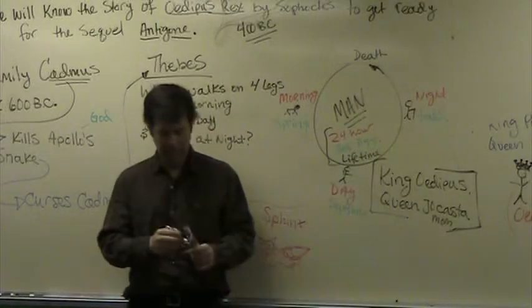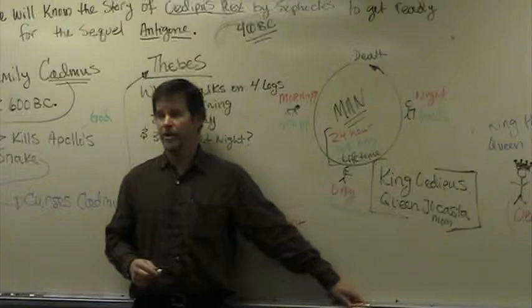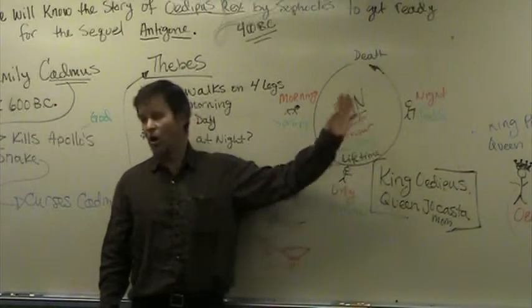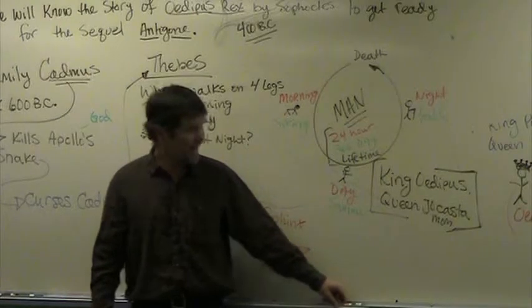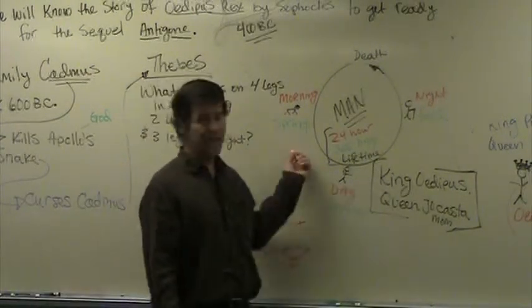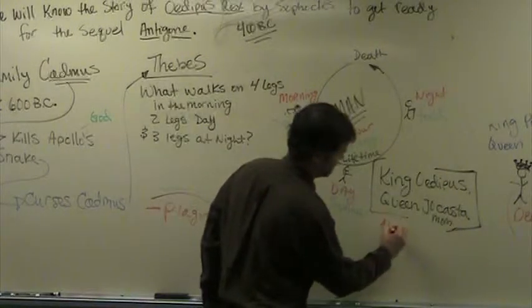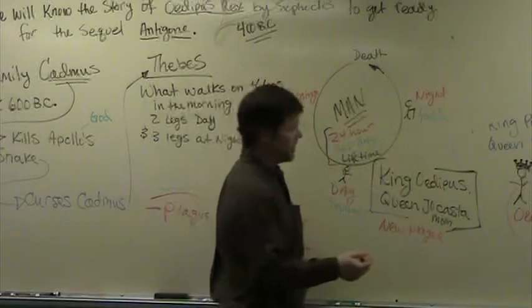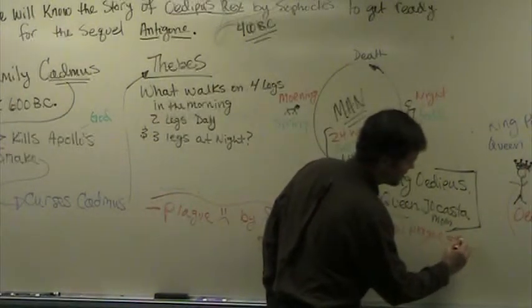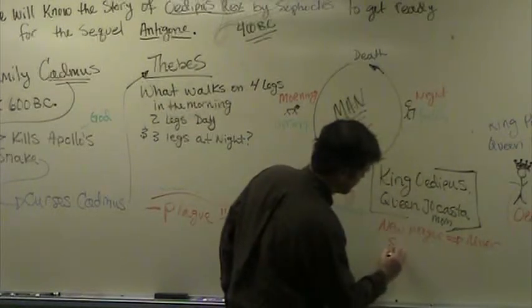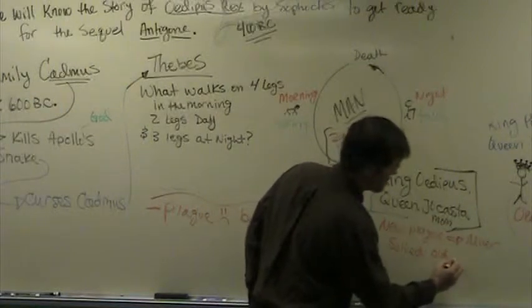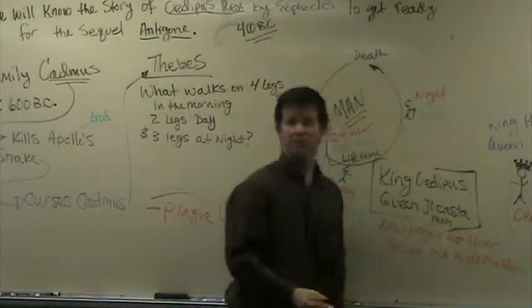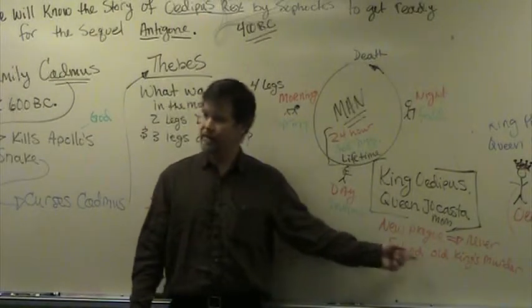Now, are we good? Now, this is actually where the play Oedipus Rex begins. Okay, after all this happens, the play Oedipus Rex begins. And it begins with the city of Thebes being under a new plague. They're under a new plague because they never solved the murder of the old king, Laius. They never solved the murder of King Laius. That's why they're under a new plague.